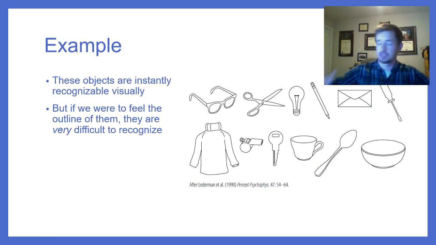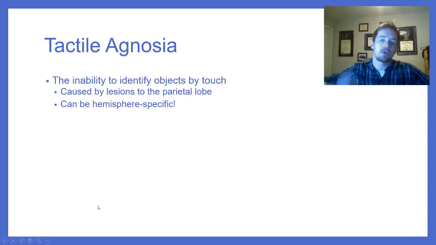So here's a cool example that the textbook talks about. If you were to close your eyes and rub against any of these stencils, it's really hard to figure out what they are. Almost impossible. But if you were to look at them, you can easily tell me what each of these things are with no problem whatsoever. And so there are parts of our brain that help us identify this information.